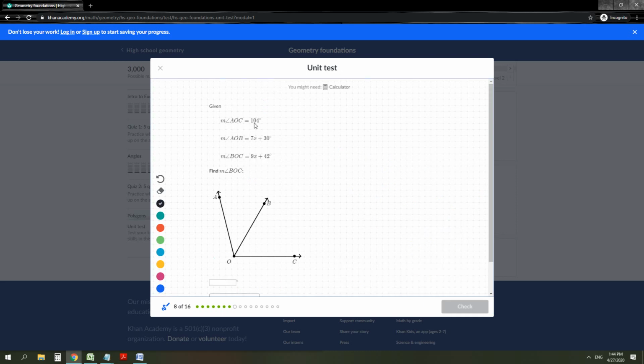Okay. Measure of angle AOC is 104, so the big angle is 104. AOB, that's just this one, is 7x plus 30. BOC is 9x plus 42. So this time, we're actually adding some stuff up together, right? We're taking the 7x plus 30, and to that we're adding 9x plus 42, and that's going to equal 104. Okay, well that's really 16x, right?